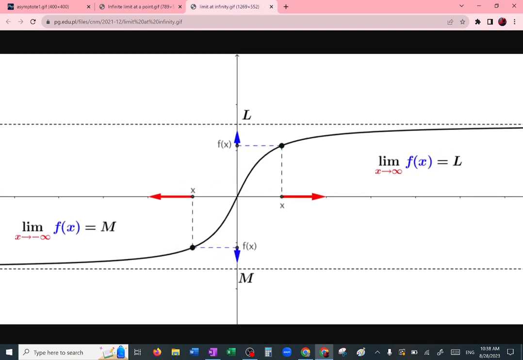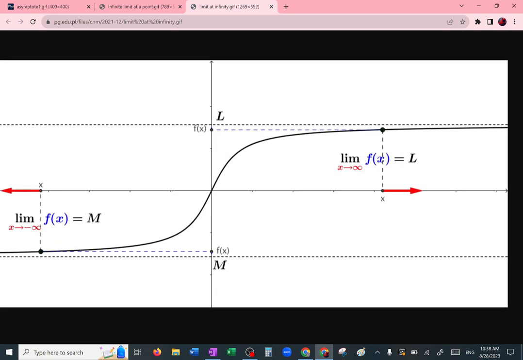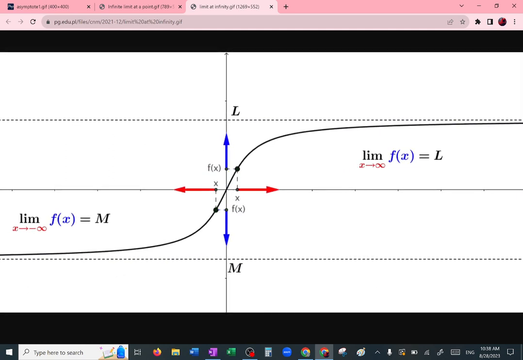Check this out. So x is the input, and it goes to plus or minus infinity. The output is stuck around a number. On the right, it's stuck at around the number L. On the left, the output is stuck around the number M. They might never reach it, but they stay around it, and they get closer and closer to it. Basically, think of a function's output as trying to hug an asymptote, vertical or horizontal. It tries to hug it, but it might never happen.